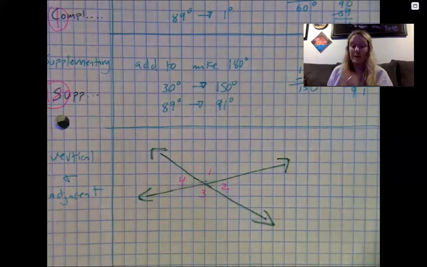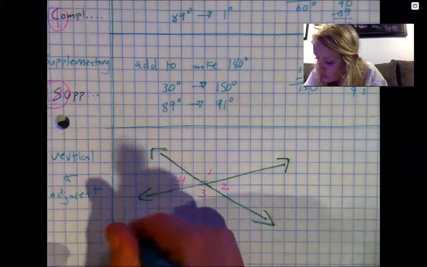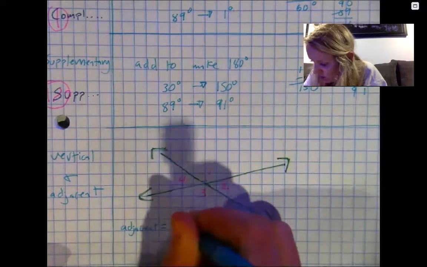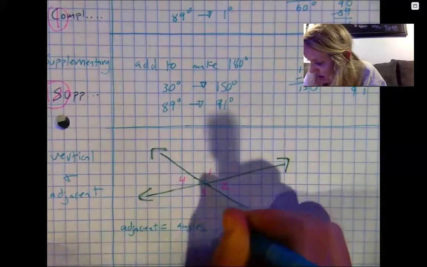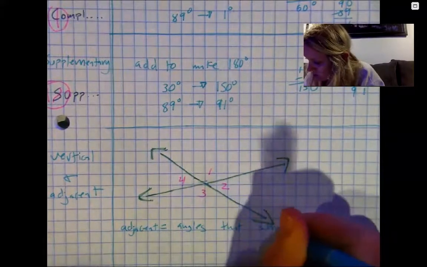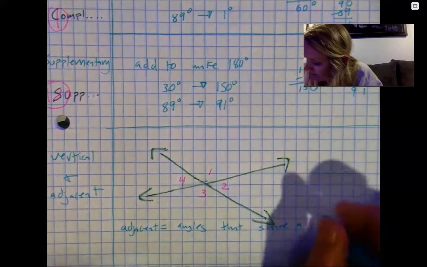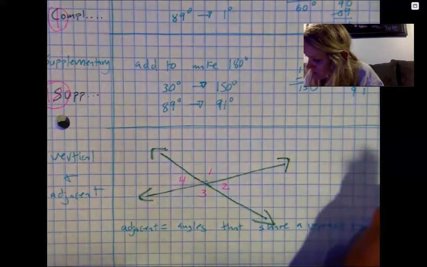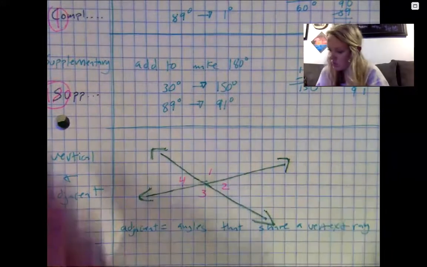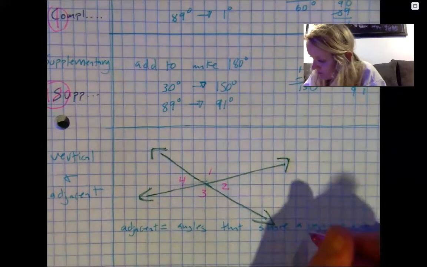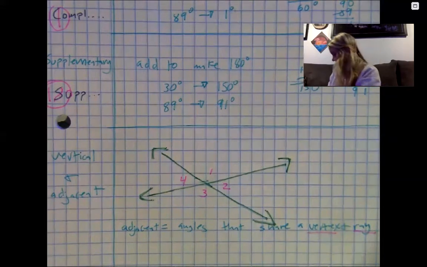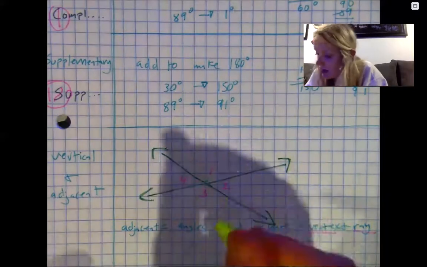What adjacent angles are, so adjacent are angles that share a vertex and ray. I'm going to underline the vertex and ray part. Okay, angles that share a vertex or ray. So let's use our highlighter. Let's think of all the different adjacent angles.